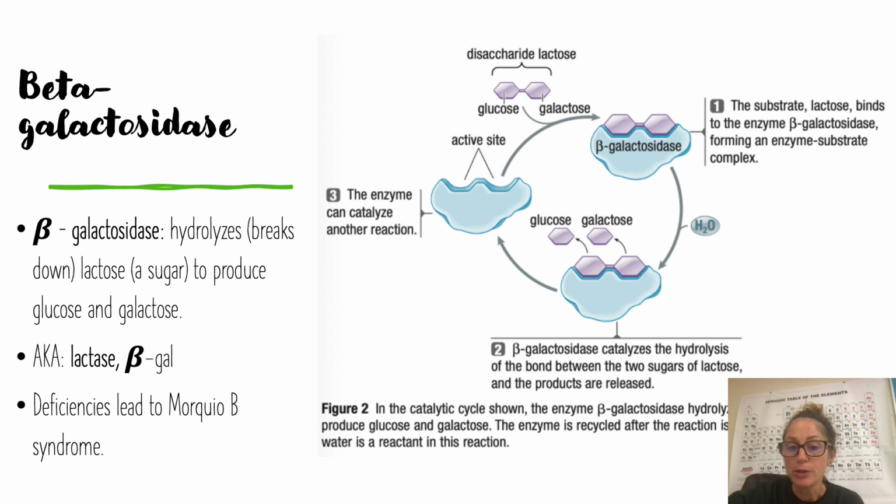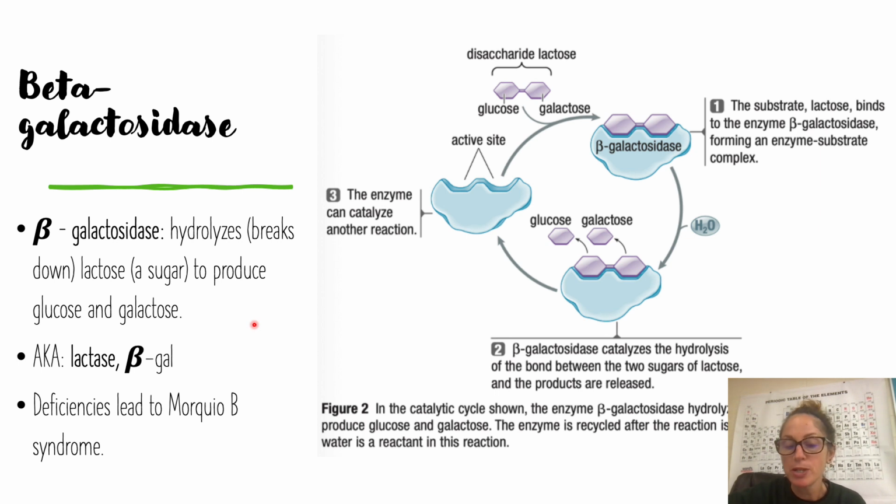So let's look at an example, and this is right out of the textbook. We have beta-galactosidase. Its short form is beta-gal, and that's what we're going to call it. It's also called lactase. This hydrolyzes, so this breaks down lactose. And we looked a little bit at the structure of lactose. Lactose is produced by glucose and galactose, so it's a disaccharide. So we have glucose and galactose, and this is lactose.